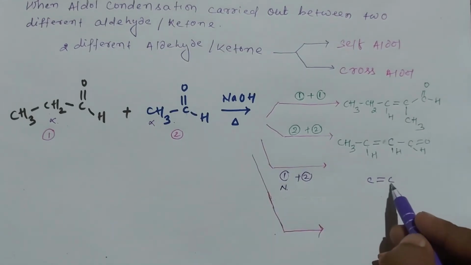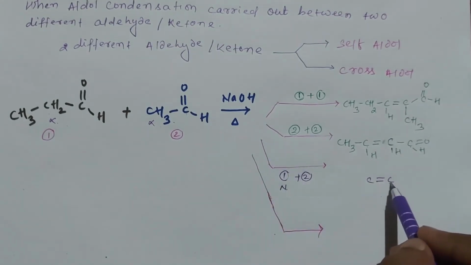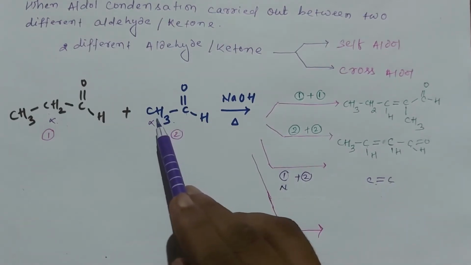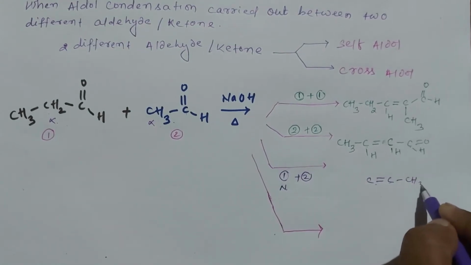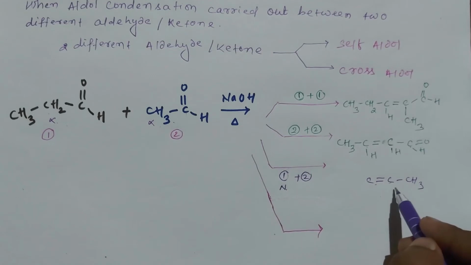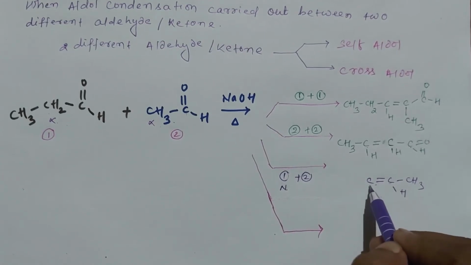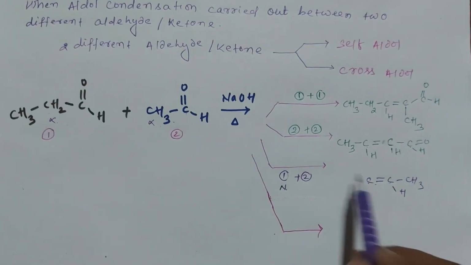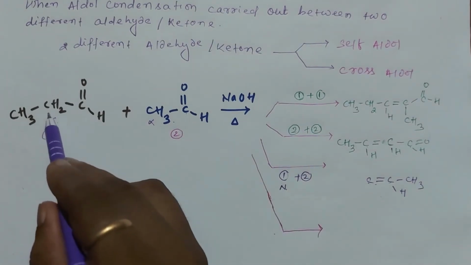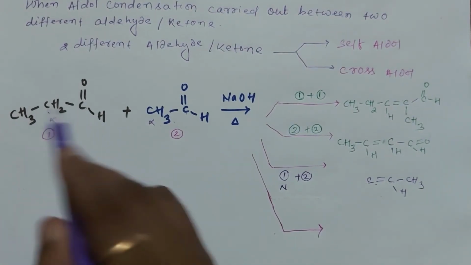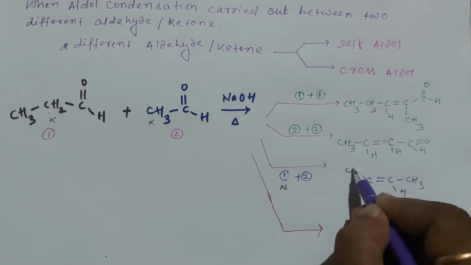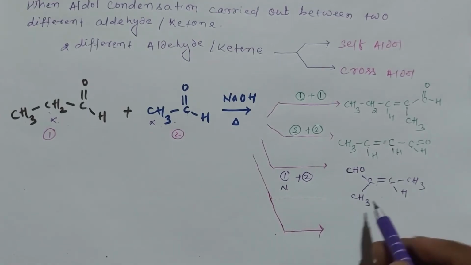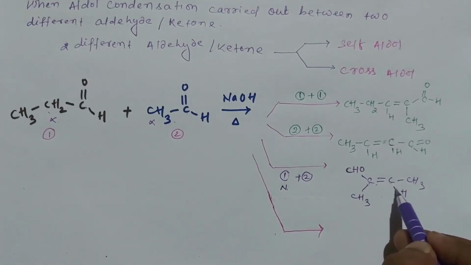This is the second carbon, the second molecule's carbon. I will make a double bond with this carbon, and the substituent here is CH3. So I will attach one CH3 here and one hydrogen here. Now this carbon belongs to this molecule, the same carbon. With this carbon, one aldehyde group and one CH3 group are attached. So I will attach one aldehyde group and one CH3 group. This is the cross aldol product.